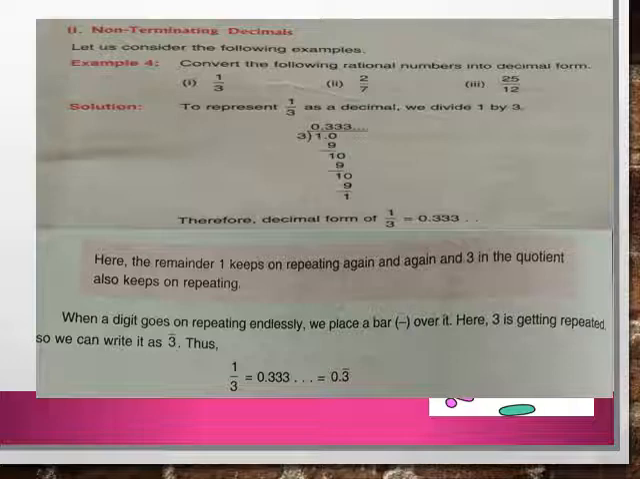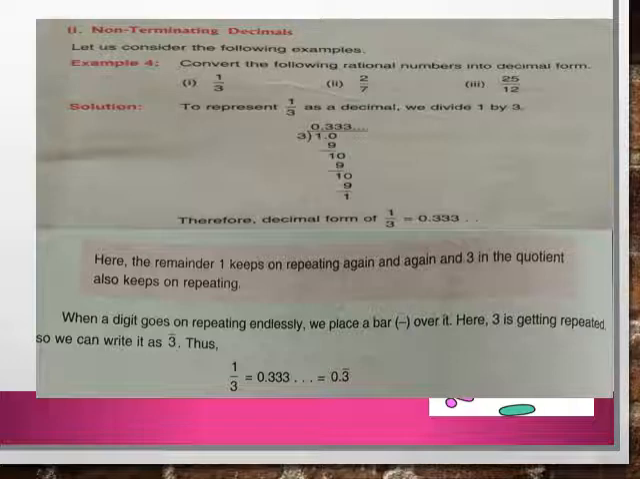Therefore, the decimal form of 1 by 3 is 0.333 dot dot dot, because in this division the remainder never becomes 0. Here the remainder keeps on repeating again and again, and 3 in the quotient also keeps on repeating. It never becomes 0 or something else. When a digit goes on repeating endlessly, we place a bar. We will not write that number again and again. Instead, we place a horizontal line, called a bar, over it.